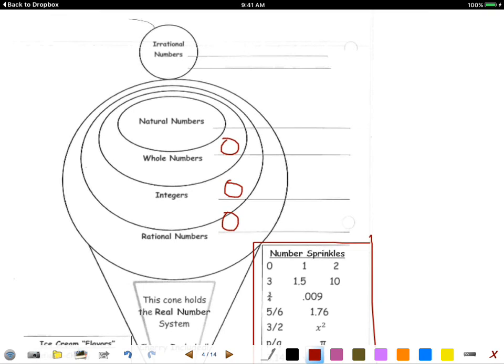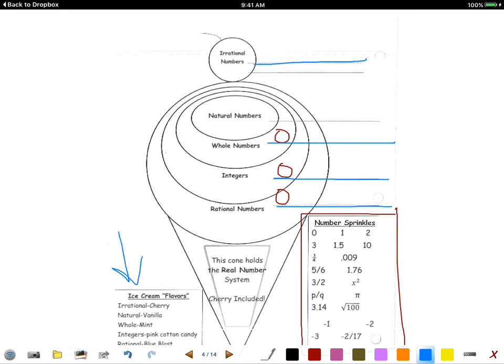I don't understand the lines. The lines are just for you to write. Like, here's all the whole numbers. List all the numbers that are whole numbers. List all the numbers that are integers. List all the numbers that are rational. Irrational. Can we put them on the ice cream part though? You can. Because that's confusing. That's fine. And you don't need to do anything here with the ice cream flavors unless you just want to color it, but you surely don't have to color it.